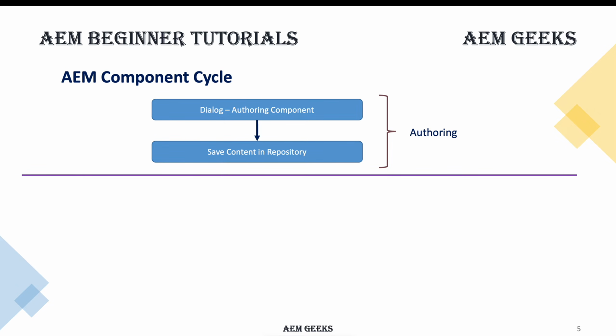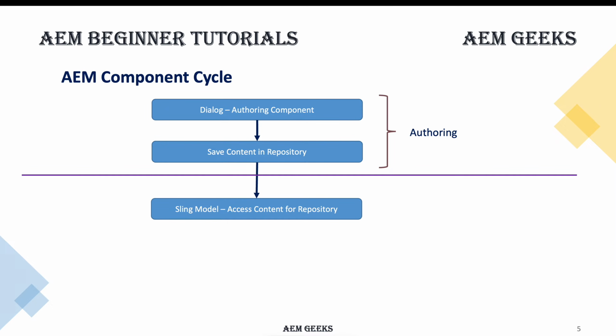Now, when you want to render it, what happens? You create a Sling model. Let's say you drag and drop the page component over the page.